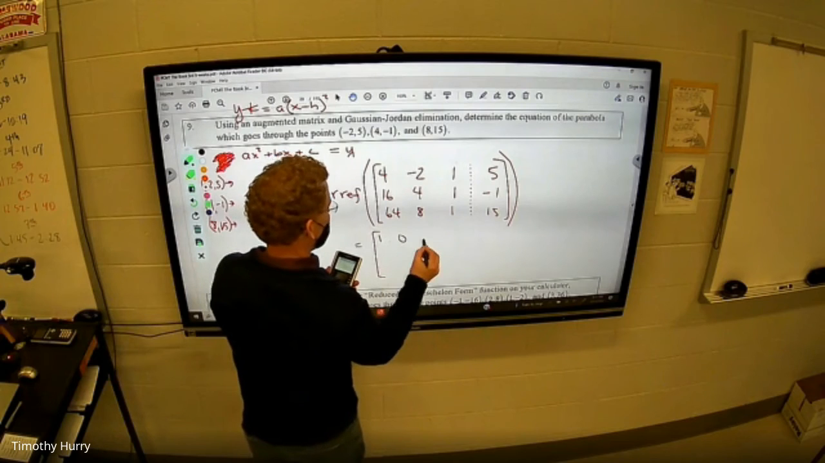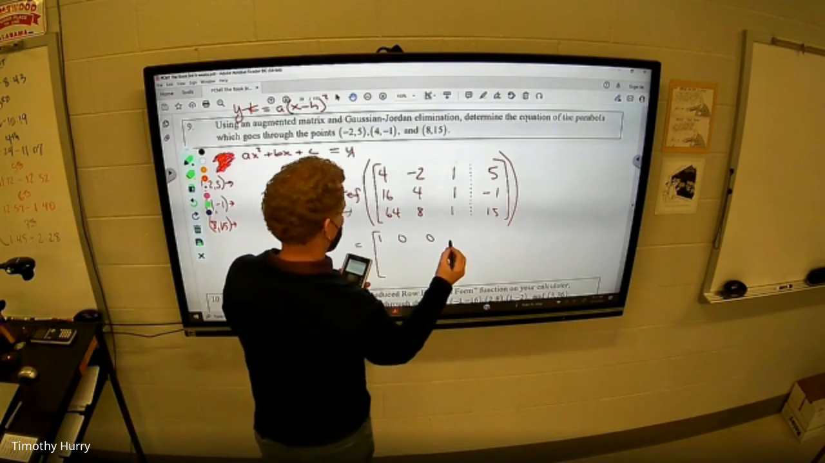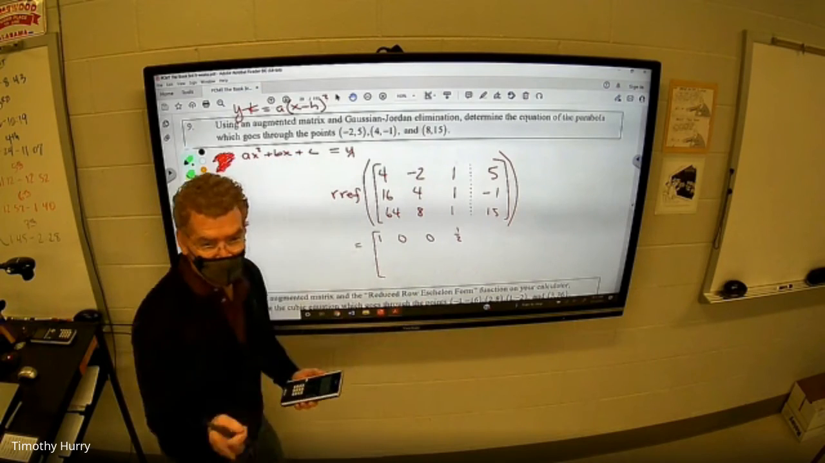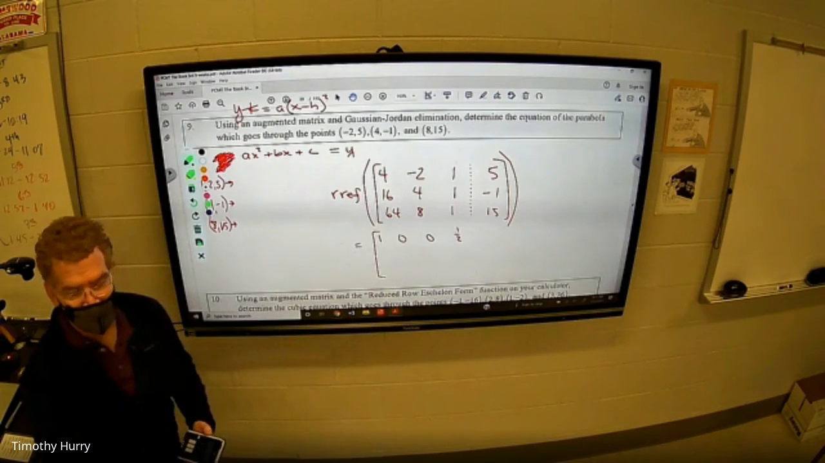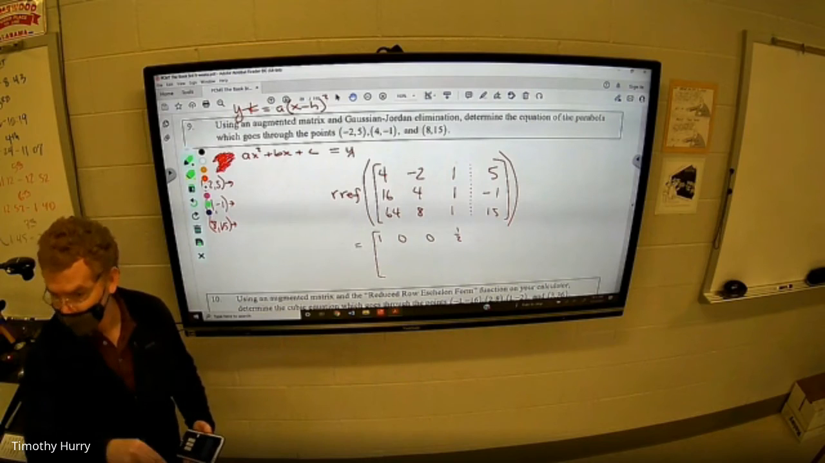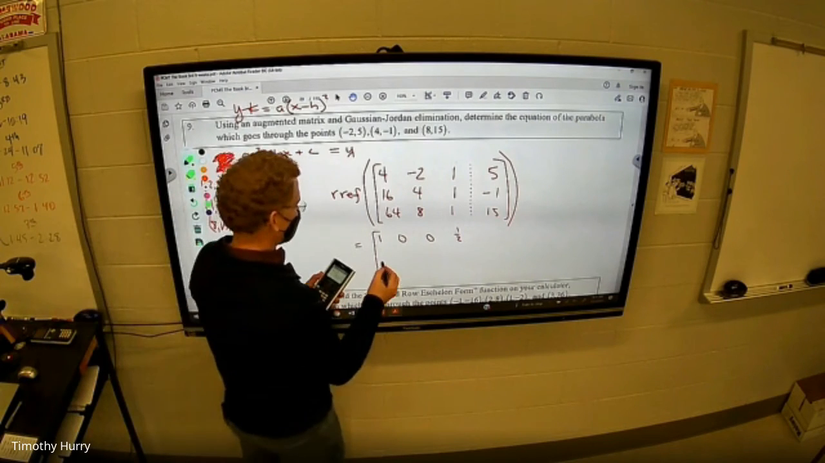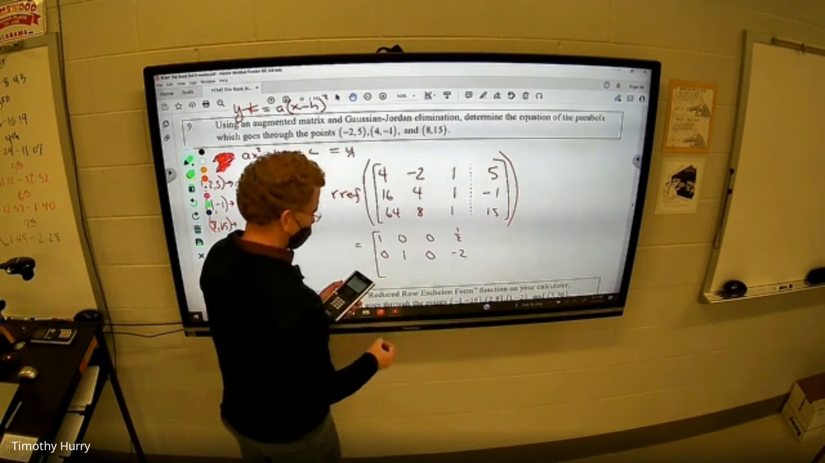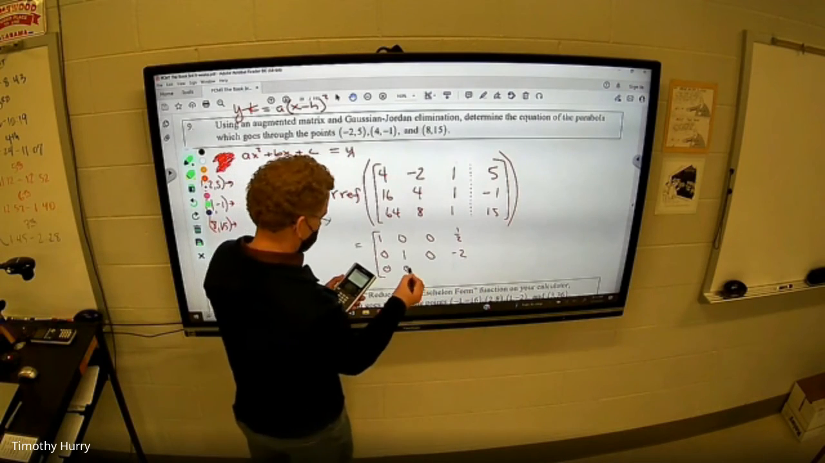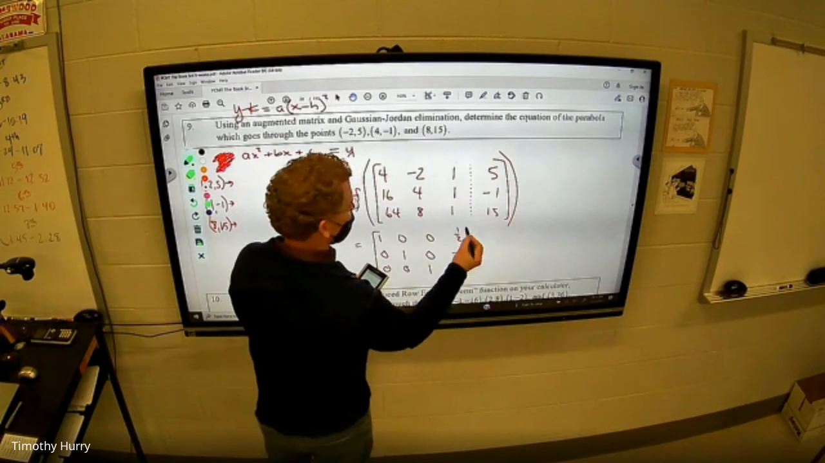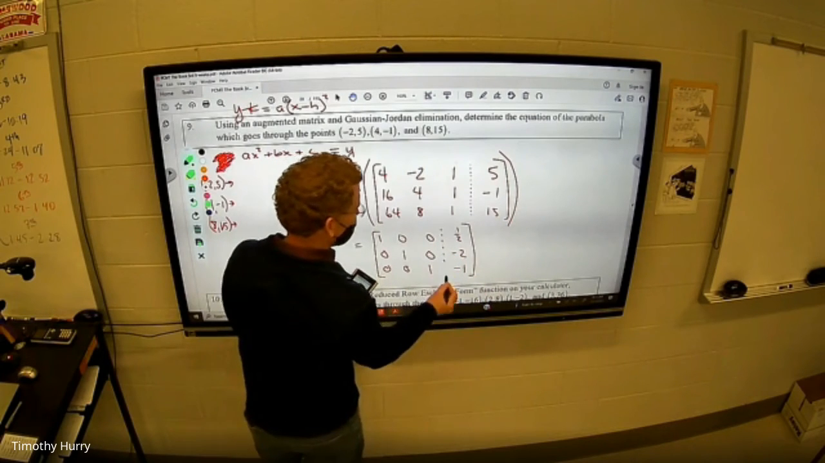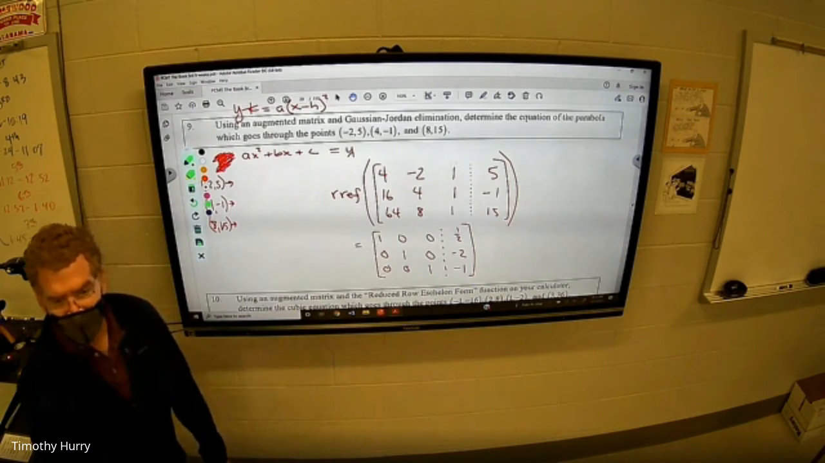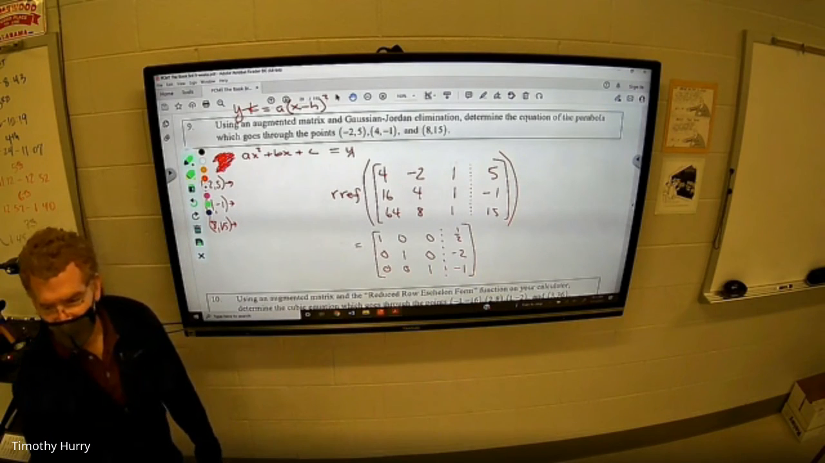1, 0, 0.5, which is a half. Although if I need to make sure that's just not a bad rounding, then go and change it to fractions. And then 0, 1, 0, -2, and then 0, 0, 1, -1. So what does this mean? This is where people mess it up. What did I just find? A, B, and C.